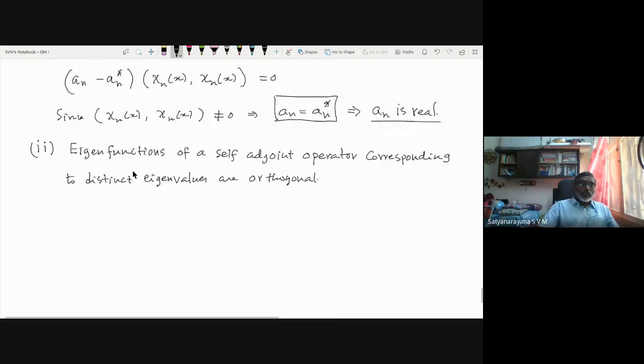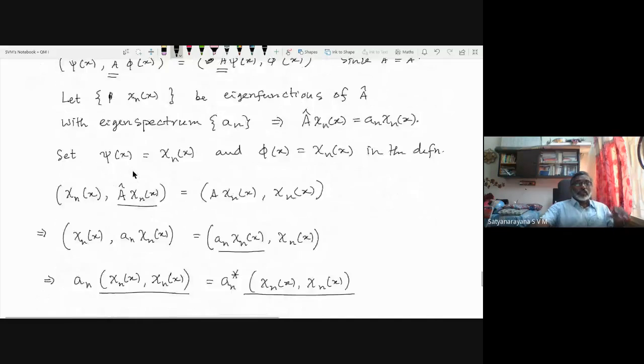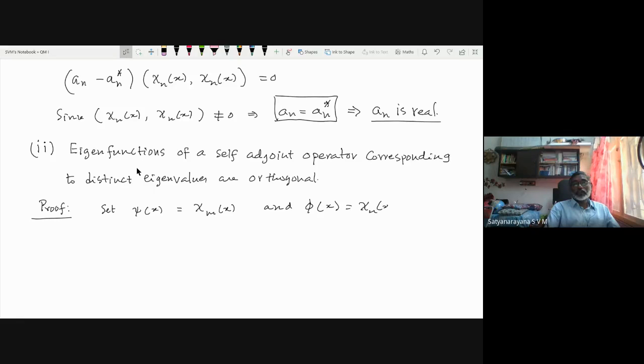Now the proof of this one is also simple. So I go back to the same definition. Now let us set psi of x equal to some chi m of x, and phi of x equal to some chi n of x in the definition.